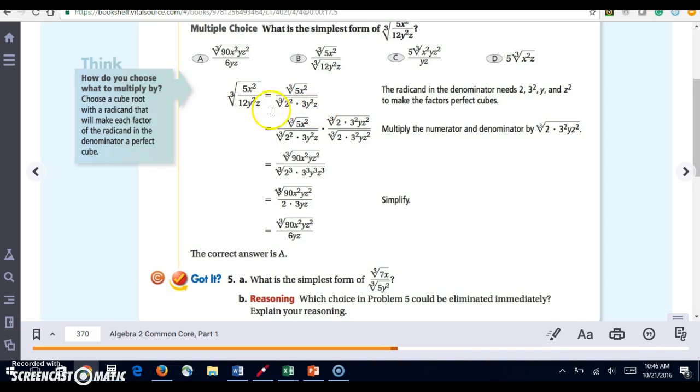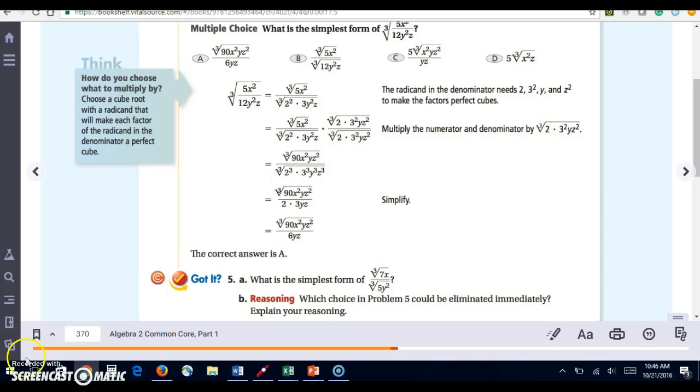And so now I want to make sure I get this cube root to go away. So in order to make this 2 cubed, I need to multiply it by another 2. In order for it to be 3 cubed, I need 3 squared. In order for it to be y cubed, I need a y. In order for it to be z cubed, I need a z squared. And so that's why we multiply the numerator and the denominator by the cube root of 2 times 3 squared y z squared, so that all of this goes away.